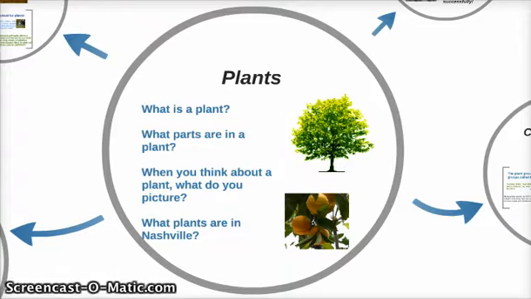The first one is, what is a plant? The second one is, what parts are in a plant? Or what is a plant made of? The third one is, when you think about a plant, what do you picture? What comes to mind when you think about a plant? And the last question is, what plants are in Nashville that you can think of?